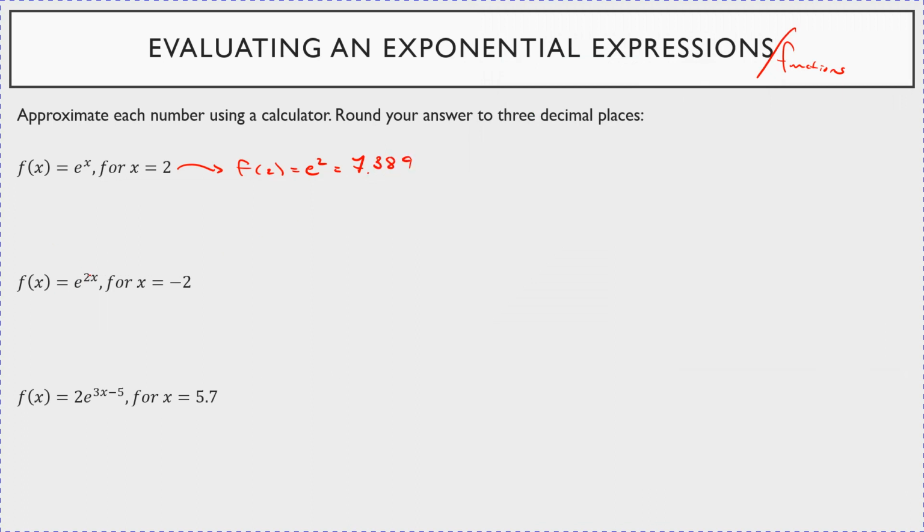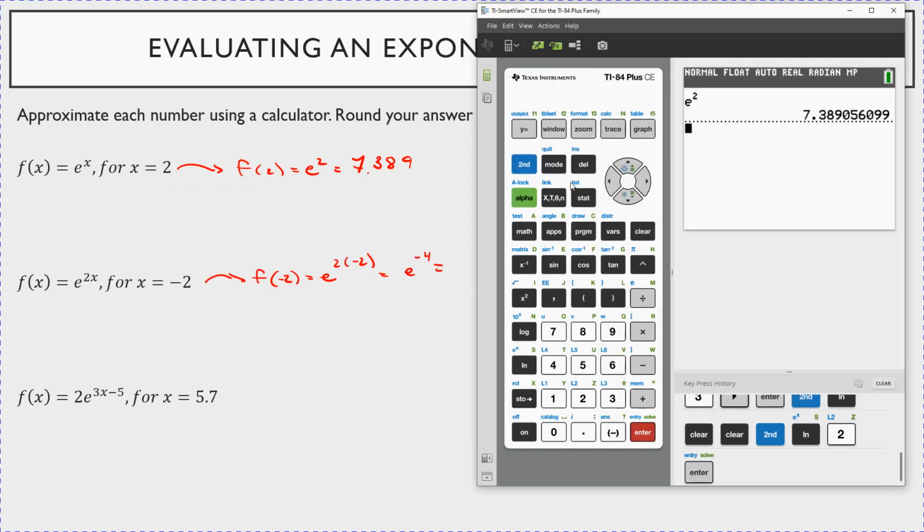Now look at this. Here, it could be e to the 2x. Let's evaluate for -2. So this would be e to the 2 times -2, so that would be e to the -4. Let's grab our calculator. You can see this is 0.018 when we go out 3 decimal places. So a very small number.